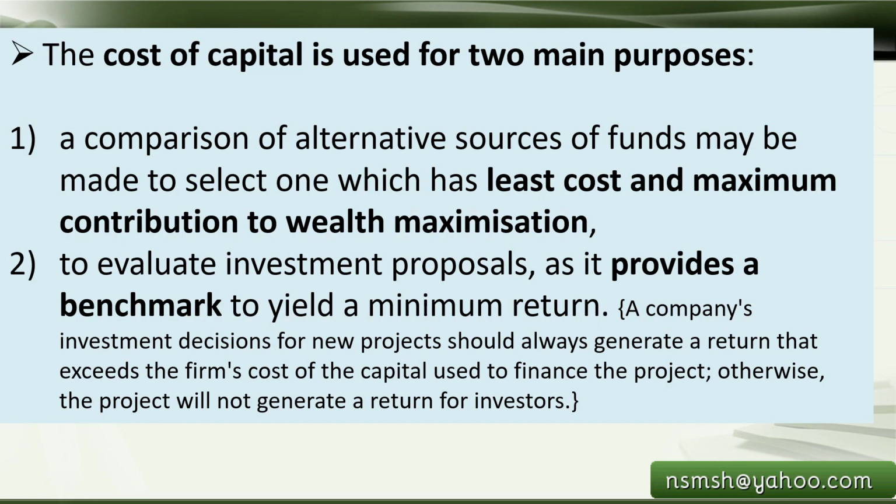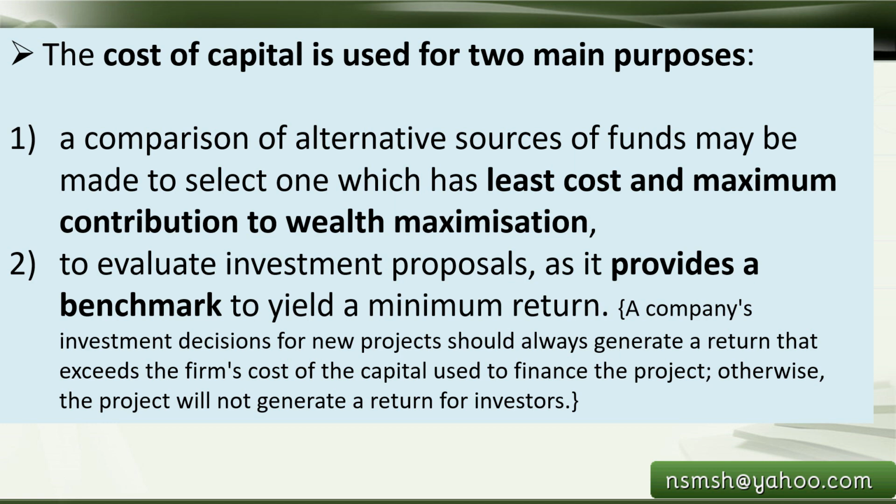The cost of capital is used for two main purposes. The main objective, why do we calculate the cost of capital? One is a comparison of alternative sources of funds may be made to select one which has least cost and maximum contribution to wealth maximization. For the business, which cost is cheaper, so that is important, and also without compromising on the control need also. That is the thing that management has to look at.